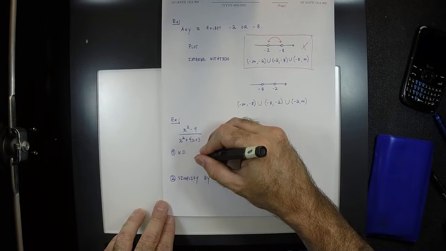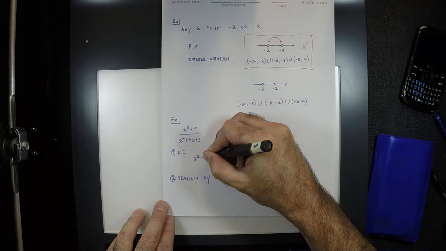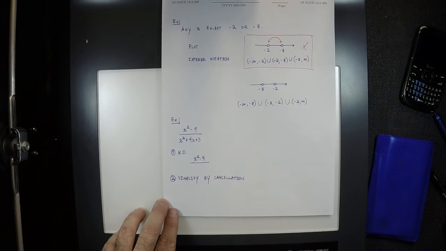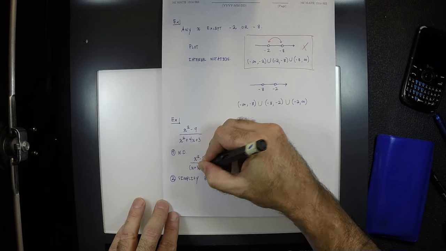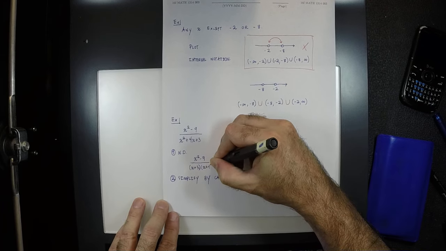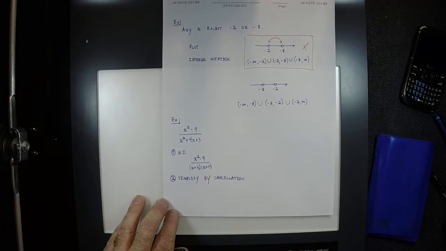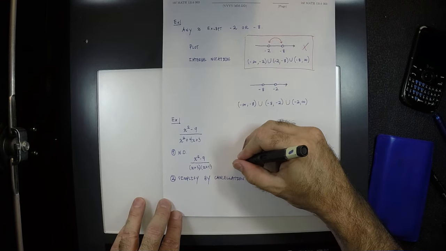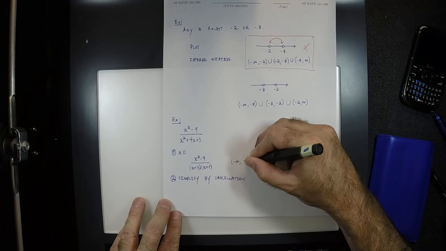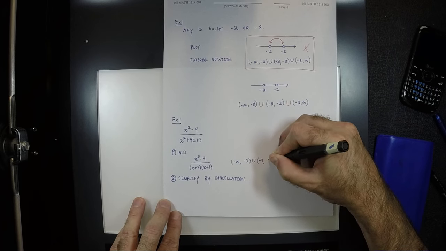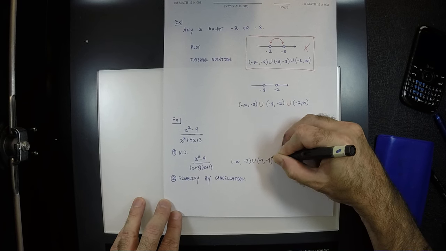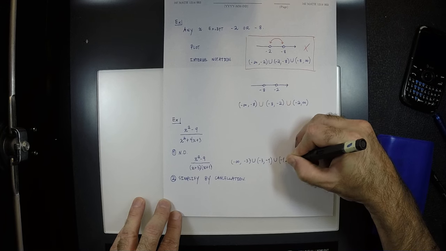Factor the denominator. So for part one, we need to factor the denominator. Does the denominator factor easily? Yes. So how about x plus 3 multiplied by x plus 1? So what does that mean? What points are simply not allowed? Negative 3 and negative 1. And of those, which is furthest to the left? Negative 3. So the answer is negative infinity to negative 3, union, negative 3 to negative 1, union, negative 1 to infinity.